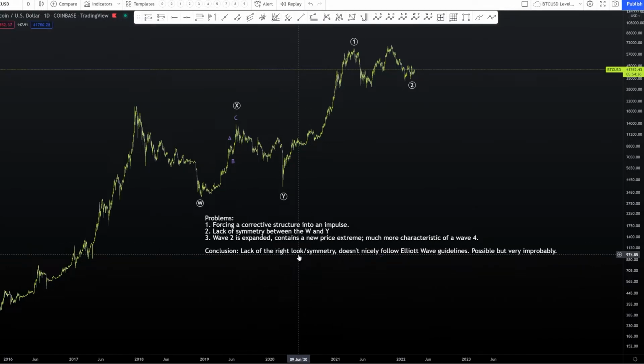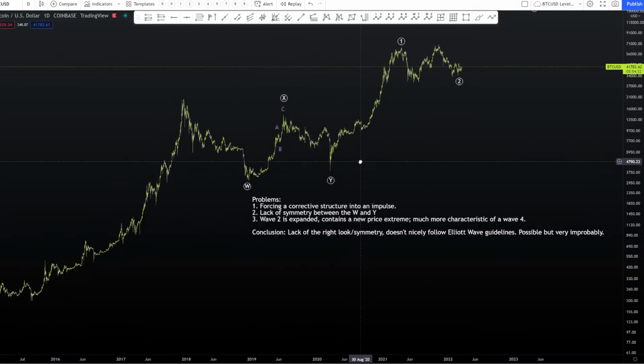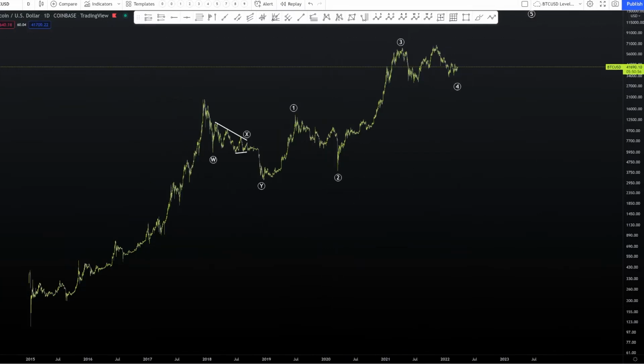It doesn't really nicely follow the Elliott wave guidelines, and it's possible. So I'm not going to say it's impossible. It is possible, but it's very improbable in my opinion when you compare it to other counts that do follow the guidelines much more closely. Now this would be the main alternative to that count that I showed you guys previously.